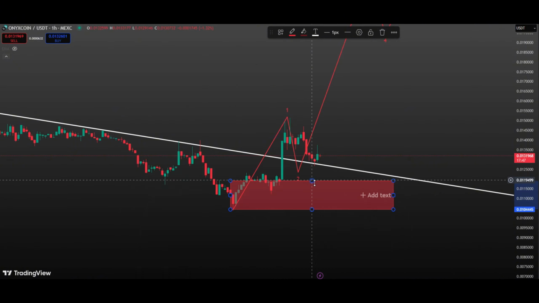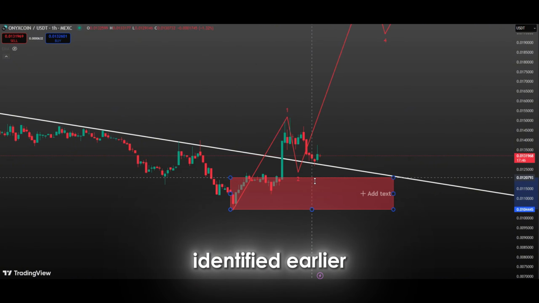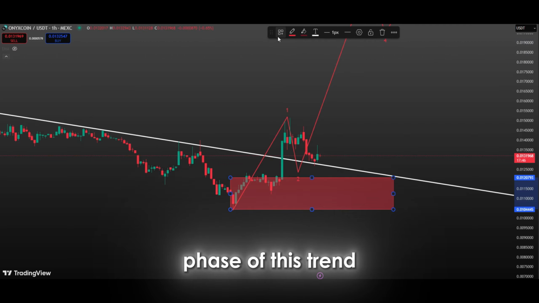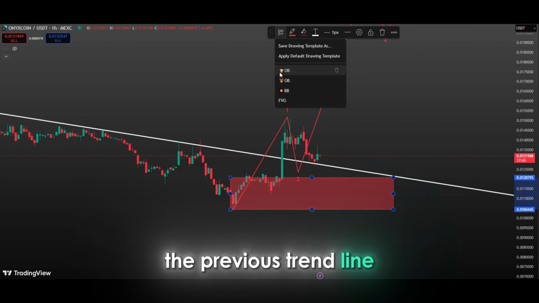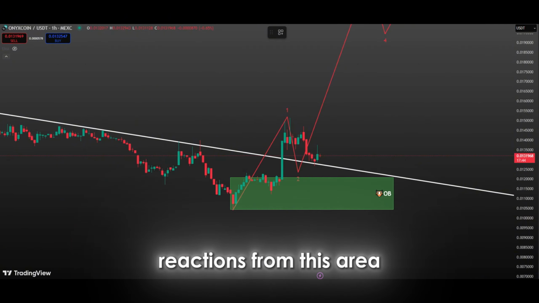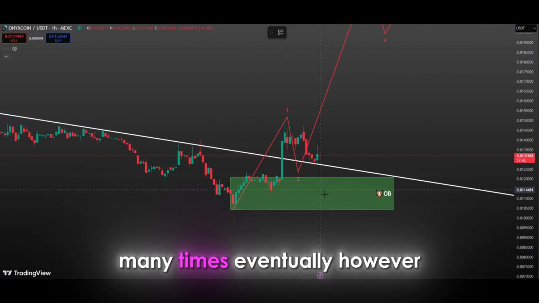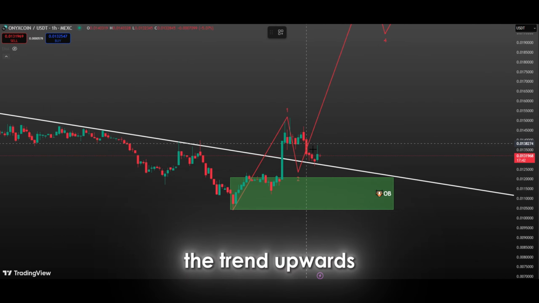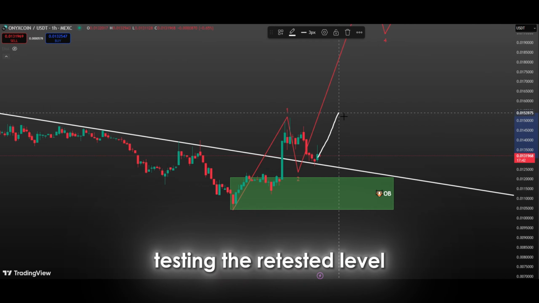This is because the price has broken the downtrend we identified earlier and is currently in the retest phase of this trend. The previous trend line was working as a strong resistance, and the price had received downside reactions from this area many times. Eventually, however, the price broke the trend upwards and is now testing the retested level.